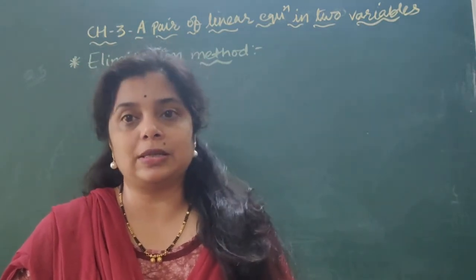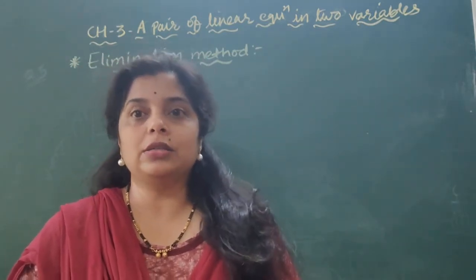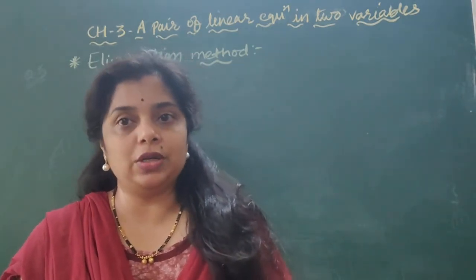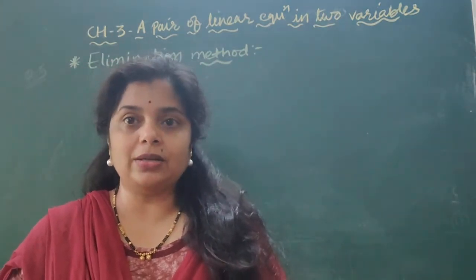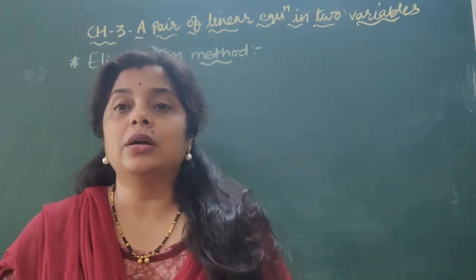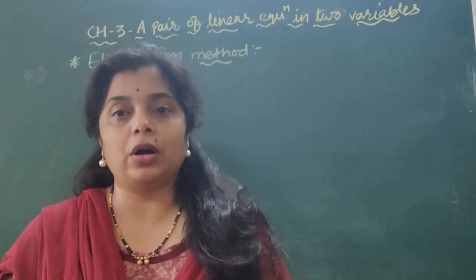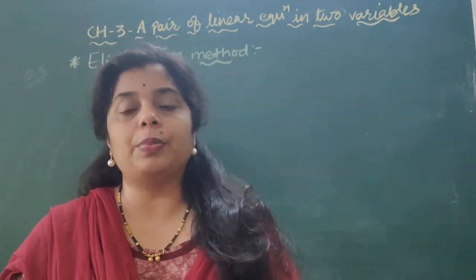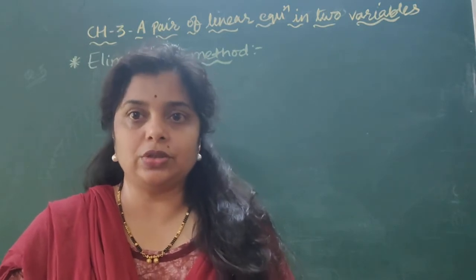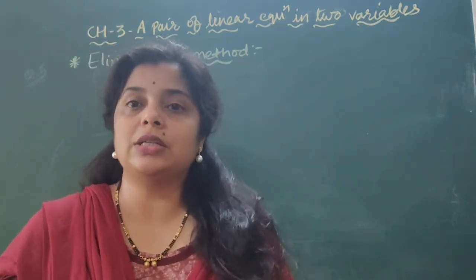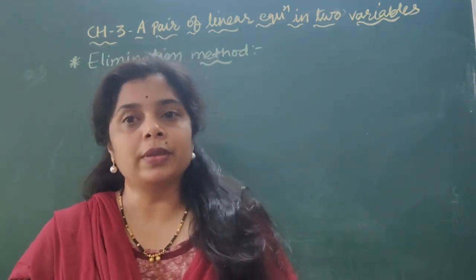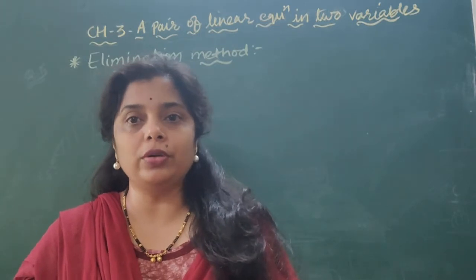Theoretically the steps are like this, but I want to show you practically by doing the sums of exercise 3.4. So let's see the sums so you can get an exact idea of how to do the elimination method. The elimination method is the easiest method out of these three methods of algebraic solution of a linear pair of equations: substitution, elimination and cross multiplication. So let's start exercise 3.4.